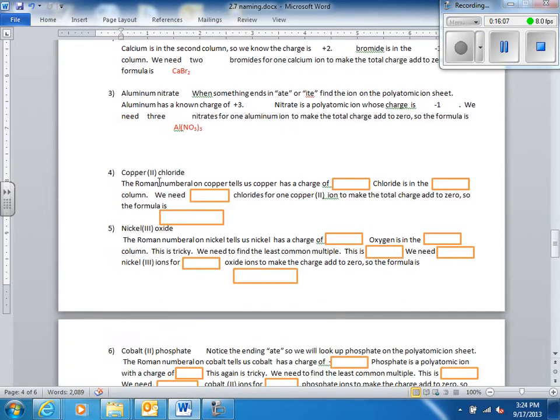Okay, these ones, same exact idea, but you're told the charge. So the Roman numeral tells you the charge, this copper is 2. Okay, you should pause or just try to do these all on your own. You look up chloride, it's in the -1 column. How many chlorides do we need? For 1 copper 2, we need 2, and the formula is CuCl2.